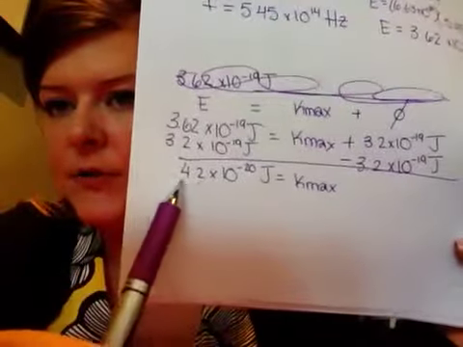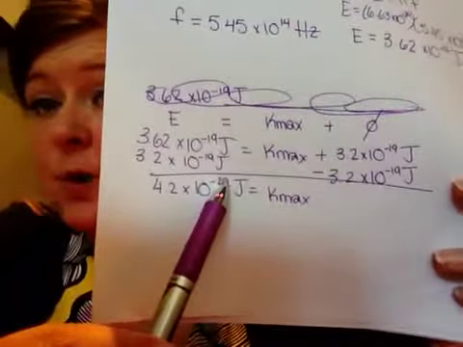When I do that, I'll be left with my Kmax. So guys, when you subtract them, you should be left with 4.2 times 10 to the negative 20th joules, and that'll be your answer. So 4.2 times 10 to the negative 20th joules, and that's your Kmax. So we're done with A. We have A now.